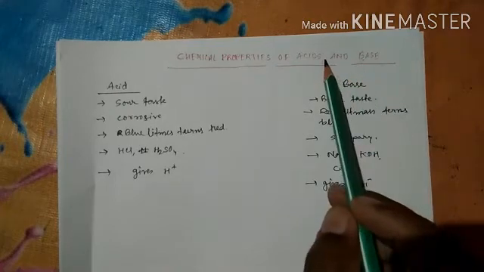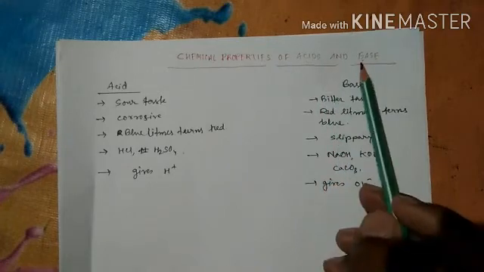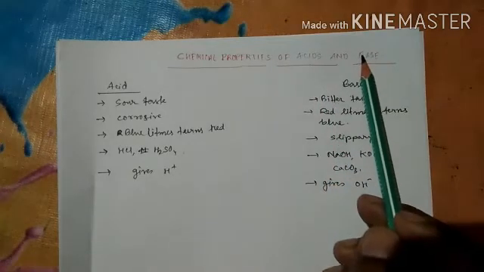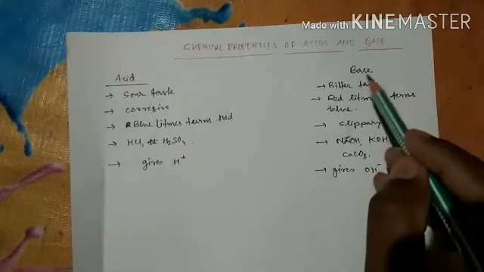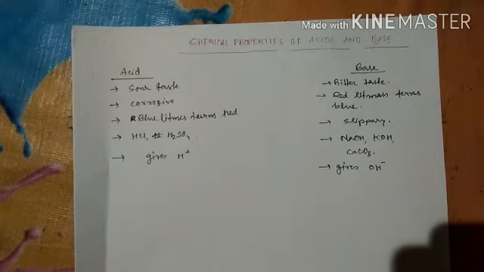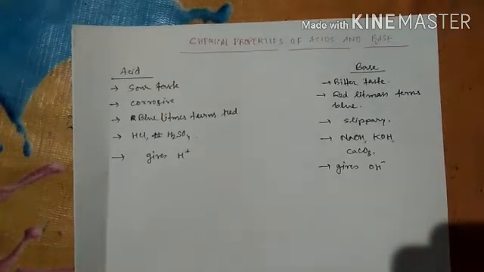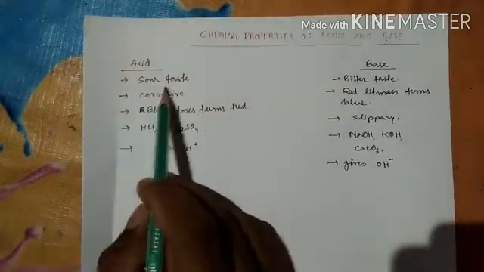Now, to know about the properties or about the reactions of acid and base, we have to know about the basic concept of acid and base. What is acid and what is base? How can I say a chemical is base or acid? See, first of all, acid has a sour taste. Acid has a sour taste.